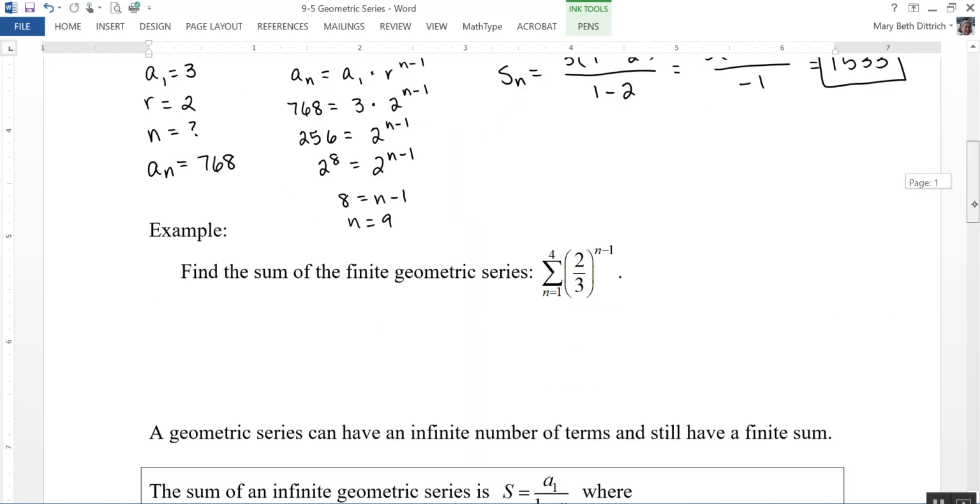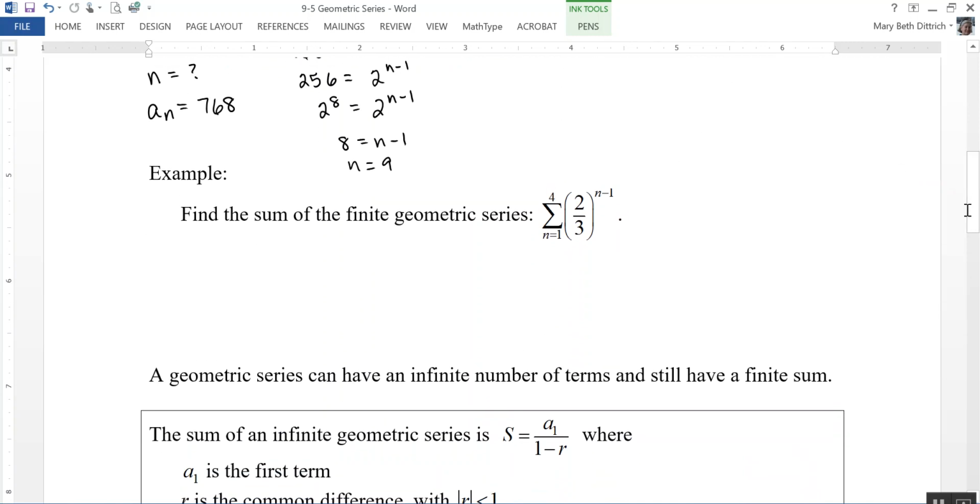You can also use sigma notation to find the sum of a finite geometric series. Here we have our, well, let's go ahead and identify things here. So my first term is what I'm going to get when I plug in 1 in for n. So a sub 1 is going to be 2/3 raised to the power of 1 minus 1. Well, that's 2/3 to the 0, and that's just equal to 1. My number of terms, my n, is going to be 4. And my common ratio is this number that is raised to the power of n minus 1, or 2/3.